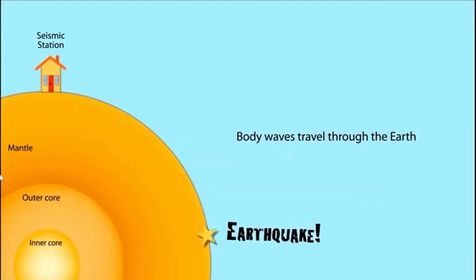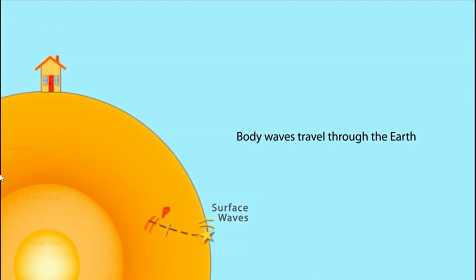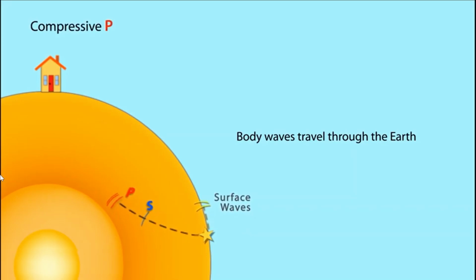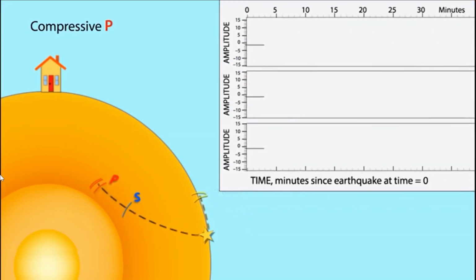Earthquakes produce different types of waves, like body waves and surface waves, and these waves travel out from an earthquake in all directions. Body waves, like P and S waves, travel a curving path through the Earth. As a result, they arrive at seismic stations from below.